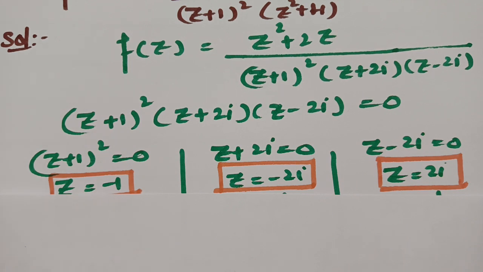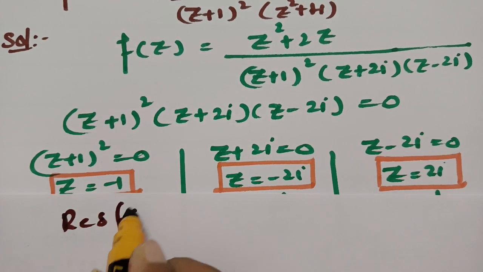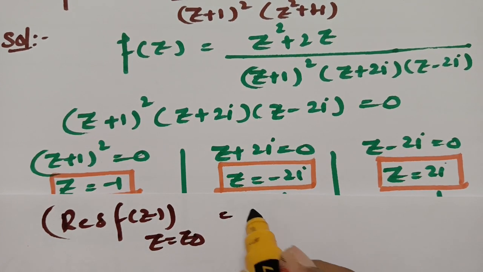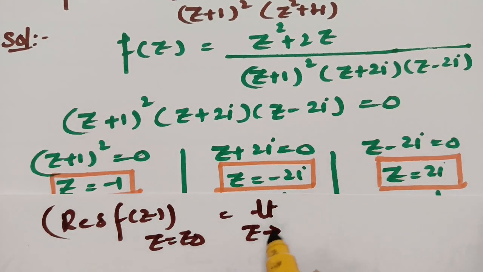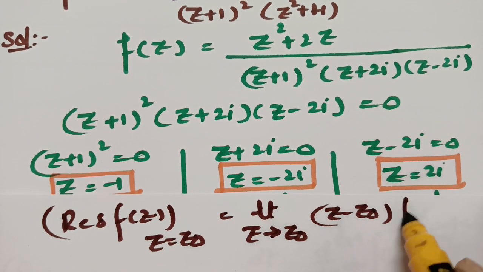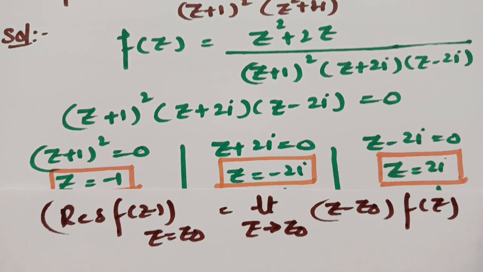For finding the residue value, what is the formula here? Residue of f of z at point z is equal to z naught is nothing but limit z tends to z naught of z minus z naught into f of z. So here our z naught value will be minus 2i.